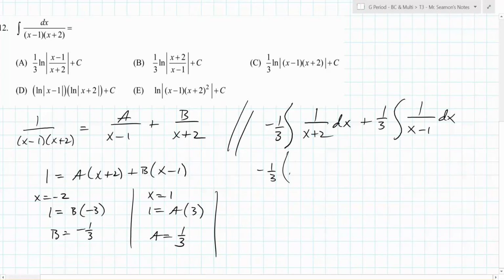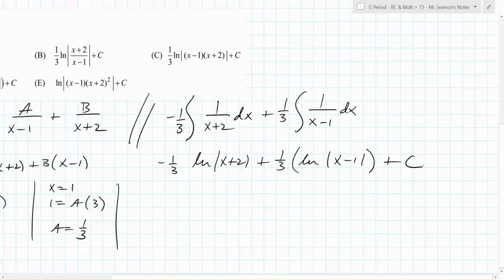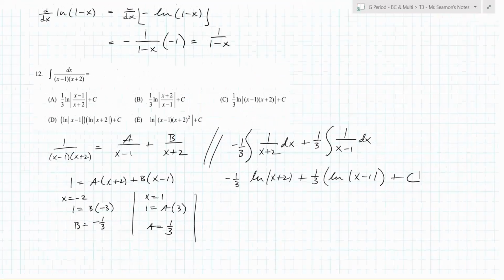Integrate that for me. ln of absolute value, thank you, ln of x plus 2. Oh, it's just indefinite, sorry. Plus, in this case, plus 1/3 of ln of x minus 1 plus c. So does that match anything we have in here?